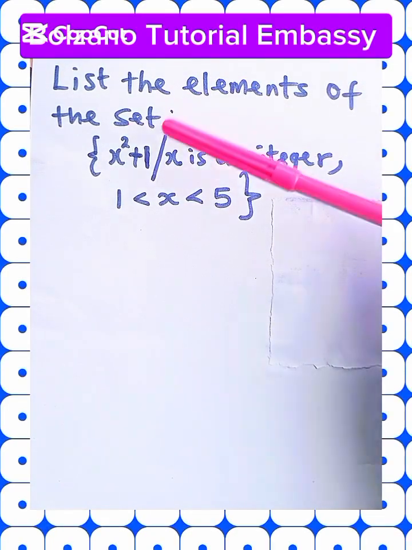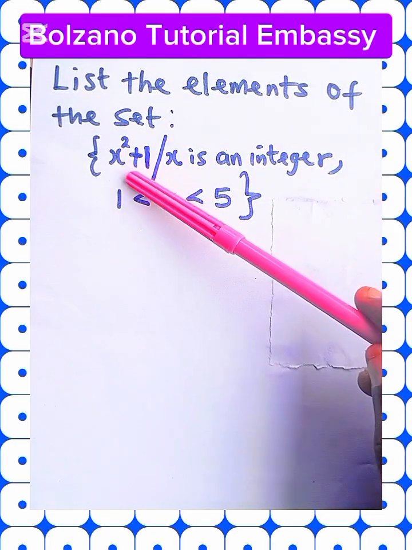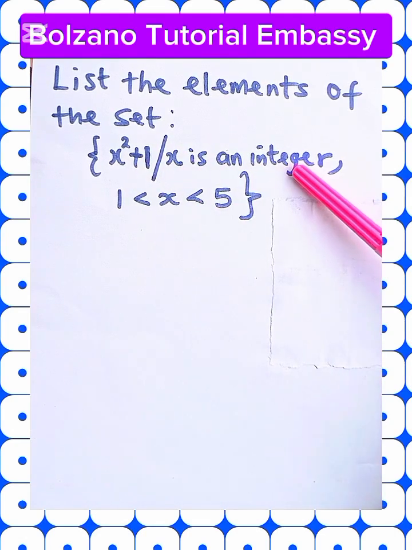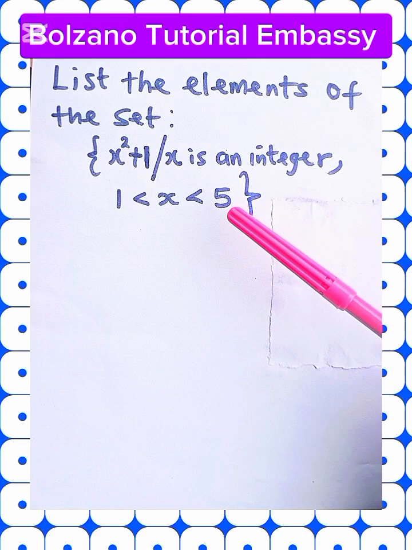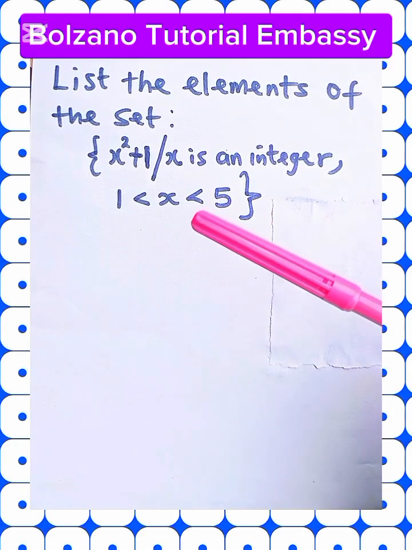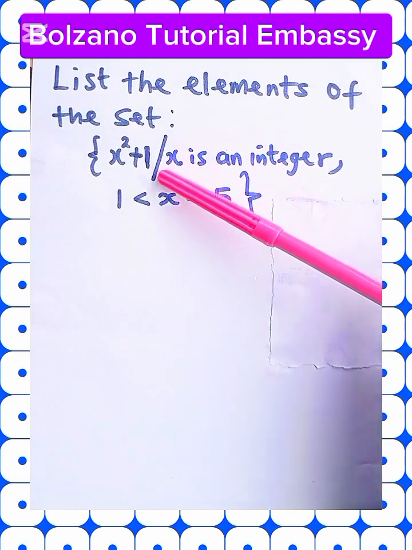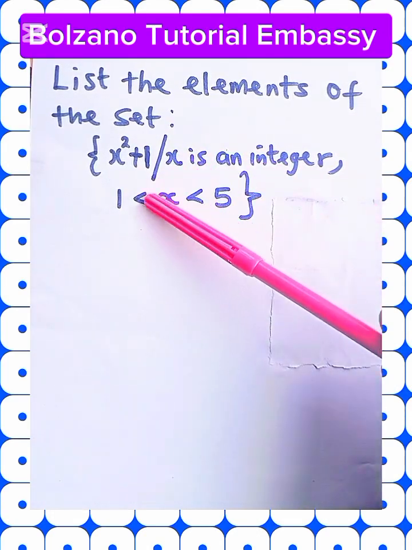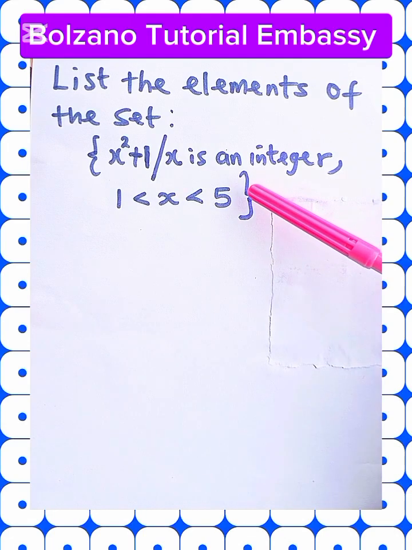All right. Now in this problem, we're asked to list the elements of the set defined by this expression, x squared plus 1, such that x is an integer, and also x falls within this interval. Basically, in listing elements of a set, there are two methods of doing that, by the roster method and by the rule method. This is an example of the rule method of listing the elements of a set, whereby the elements of the set are given by a set of mathematical statements for you to write the elements of the set.